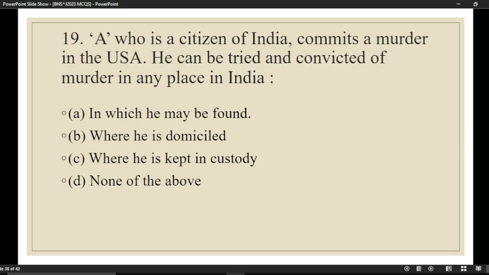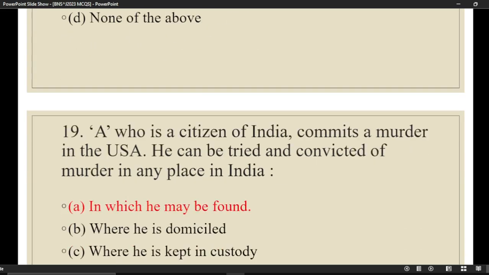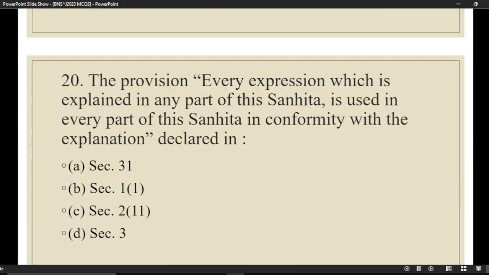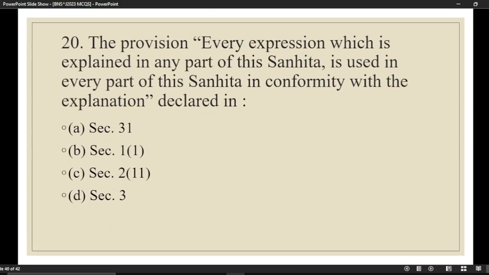We are talking about an Indian citizen who has committed murder outside India and we want to try him in India. So where can we try him? The correct answer is option A, that is, we can try him in any place in India where he may be found. And our last question is on the provision.